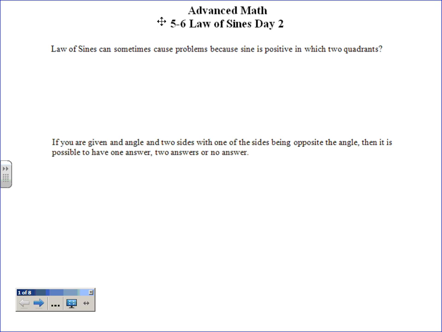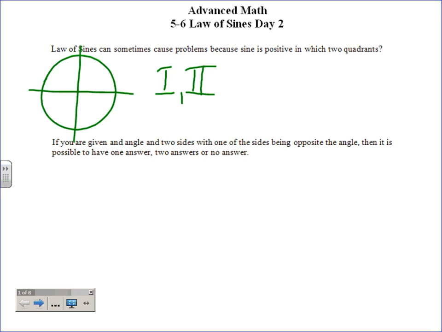But as it says here, law of sines can sometimes cause problems because sine is positive in which two quadrants? 1 and 2. And if you think, again, this is what we talked about yesterday, if you think about quadrants 1 and 2, every single angle that's in there could possibly be the angle of a triangle. For example, 35 degrees is in there, or 155 degrees. They're all in there and could be angles of a triangle. And that's why sometimes we have a problem with that, because sine is positive in both of those quadrants.